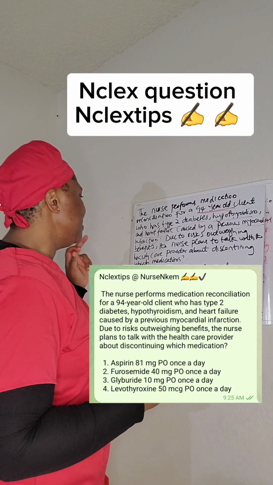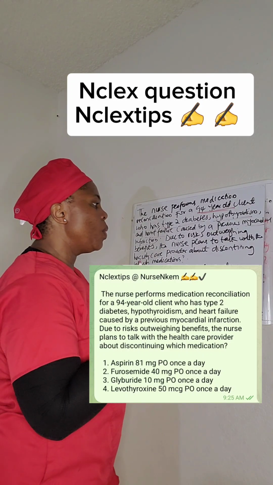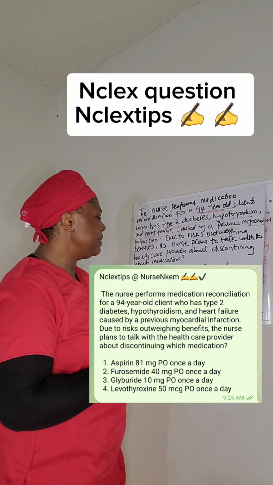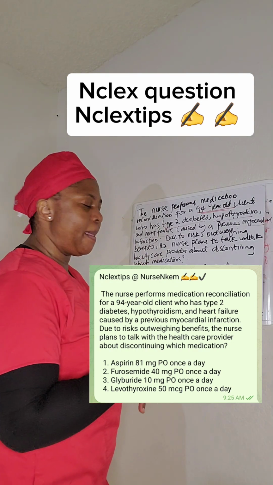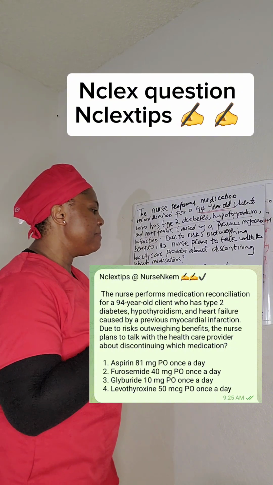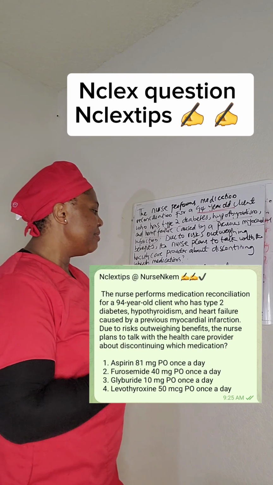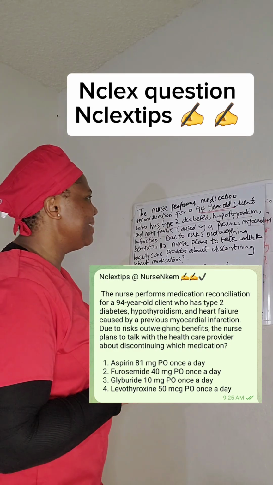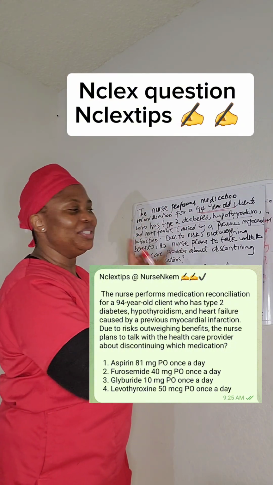Number 1 says aspirin, 81 milligram per oral once a day. Number 2, furosemide, Lasix, 40 milligram PO once a day. Number 3, glyburide, 10 milligram PO once a day. Number 4, levothyroxine, 50 microgram per oral once a day. All these medications are very important based on this patient's condition.